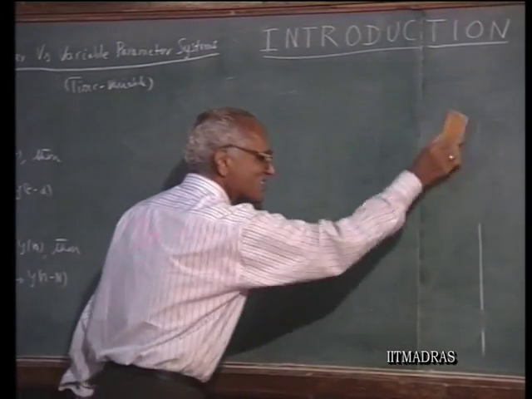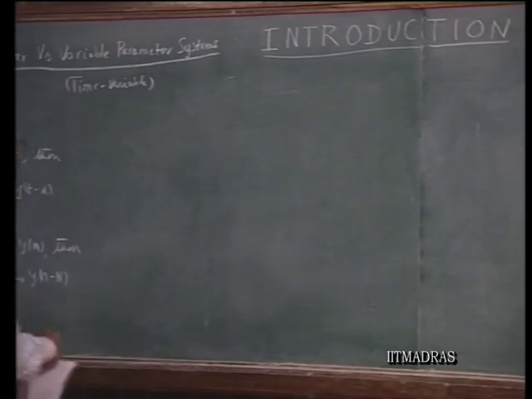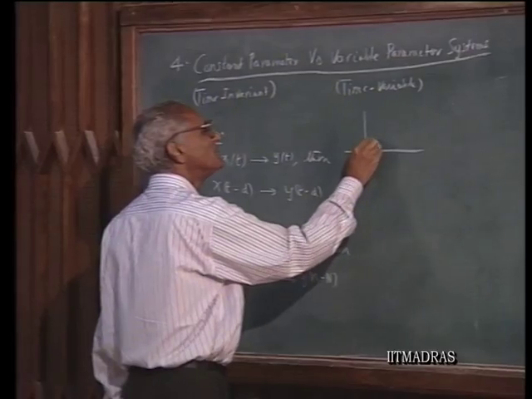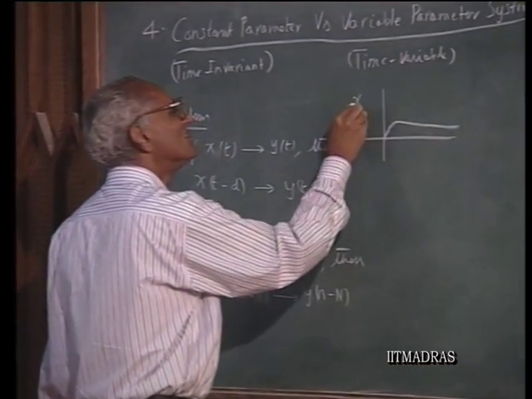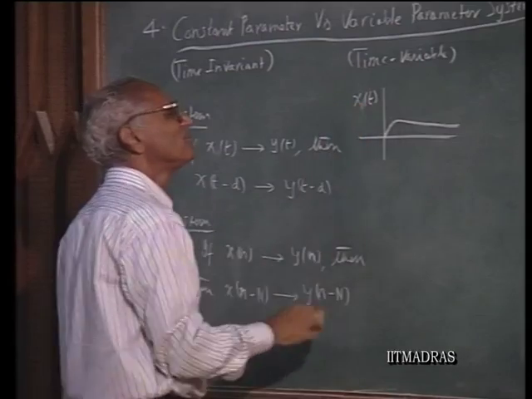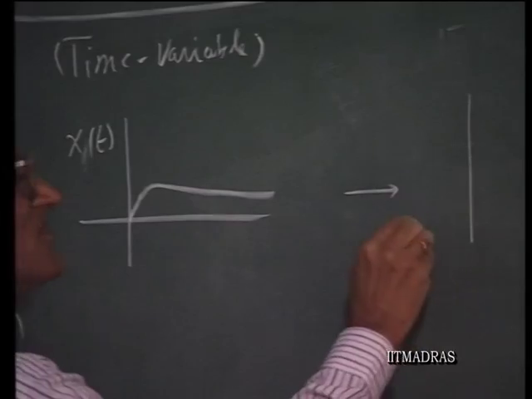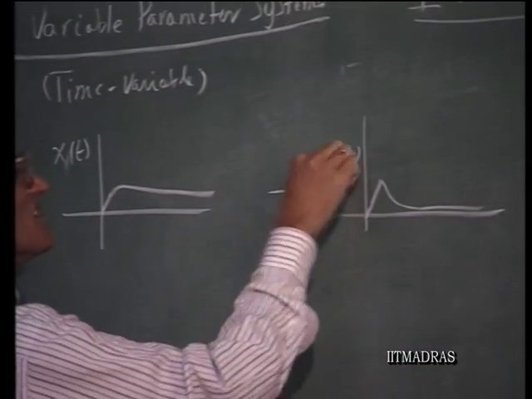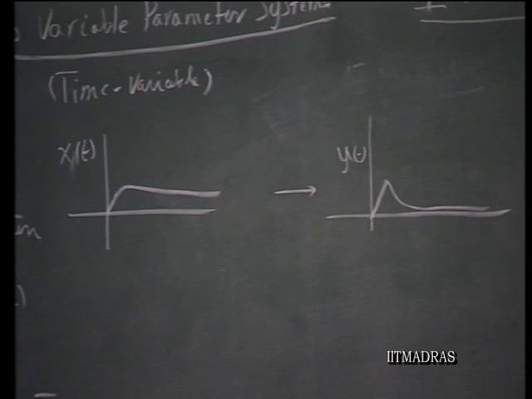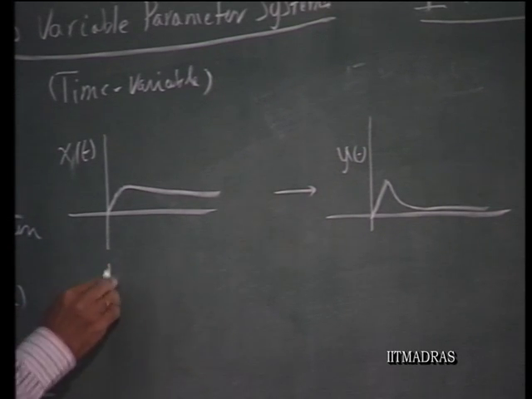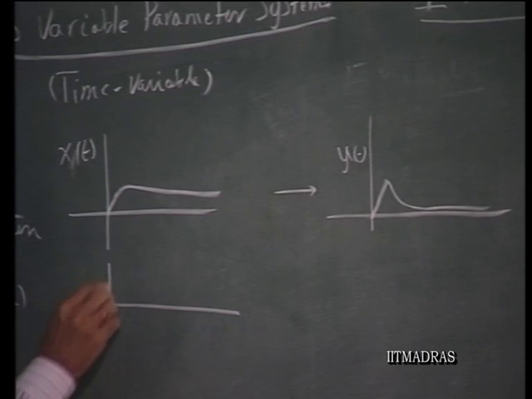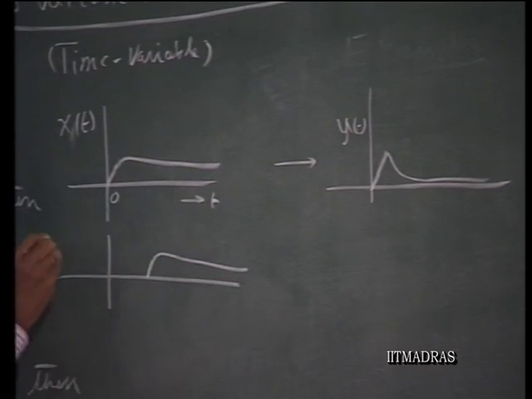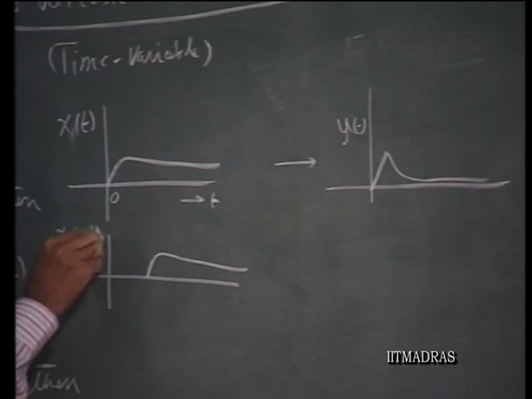Let me illustrate this by means of some figures. Suppose I have x of t, and this gives rise to a response y of t like this. Then suppose I delay this signal by d units. So instead of 0, it starts here. So this is x of t minus d.